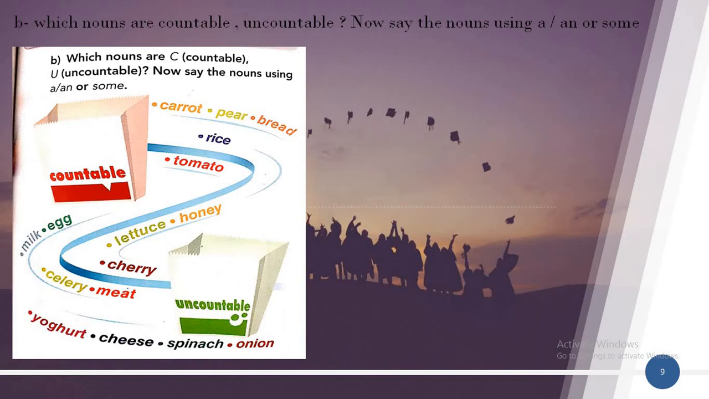Look at the picture. You have nouns of vegetables and dairy and fruits. We have a countable bag and an uncountable bag. So take your time please and do the exercise. Excellent, my students. Now let's see the answer key.